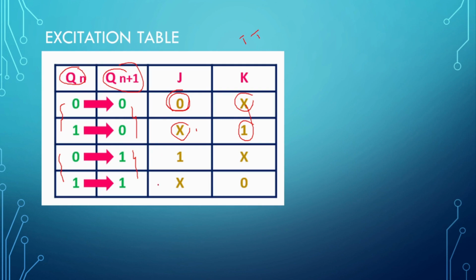Likewise, we will fill this excitation table. So the j column is filled with 0, x, 1, x. So you need to reverse these values for k. See here, this k x comes here, this 1 comes here and this x comes here. Afterwards, you need to reverse the k values to j values and j values to k values.